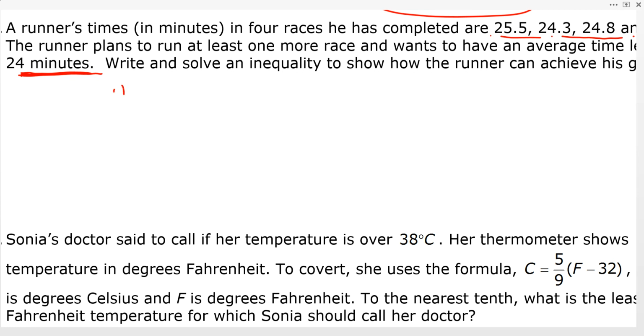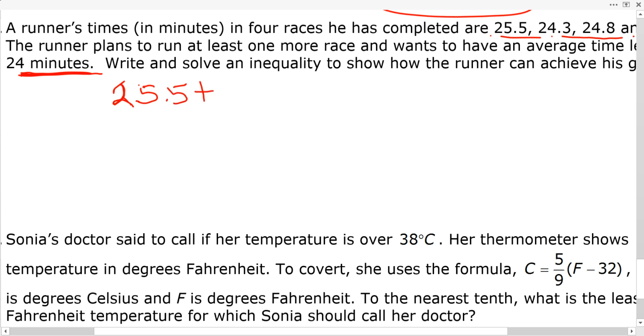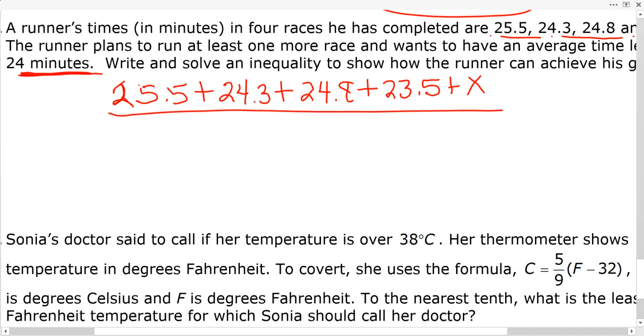So we're going to have 25.5 plus 24.3 plus 24.8 plus 23.5 plus some other value, whatever the time is for the last day. All that divided by 5, because there's 1, 2, 3, 4, 5 values, needs to be less than 24 minutes.